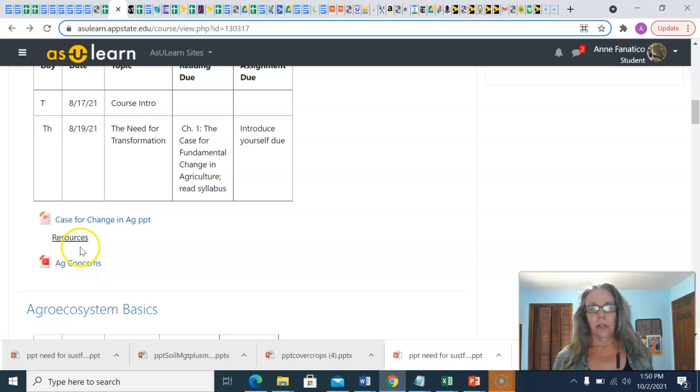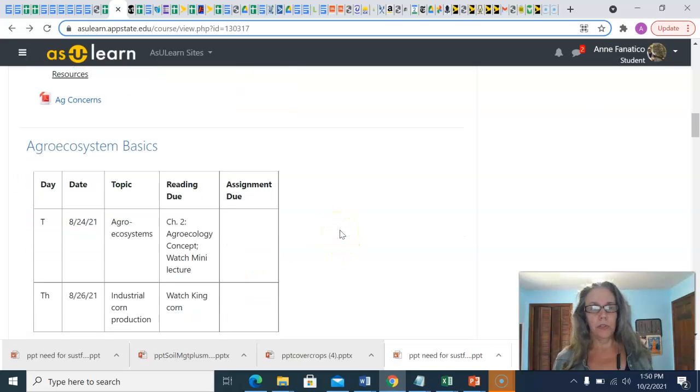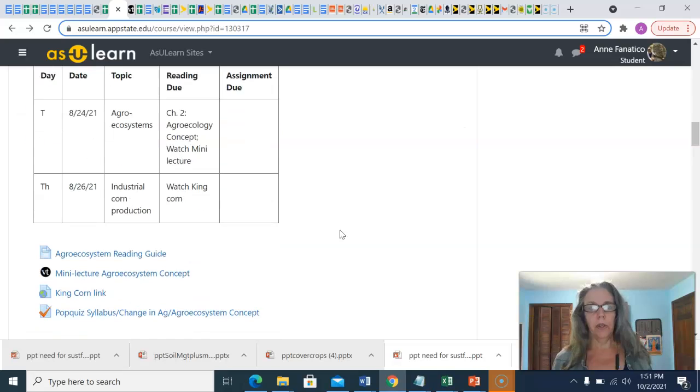Ag concerns I listed as a resource. These were things you were concerned about. But if things are listed as a resource, you don't really need to memorize anything from resources. It's a resource for you.